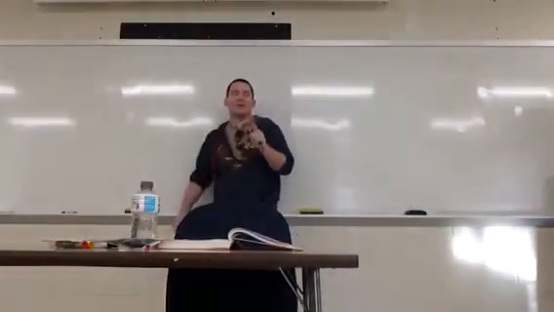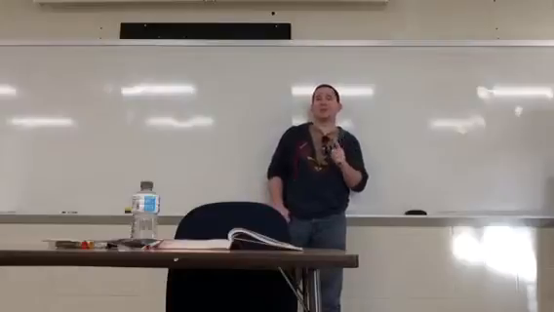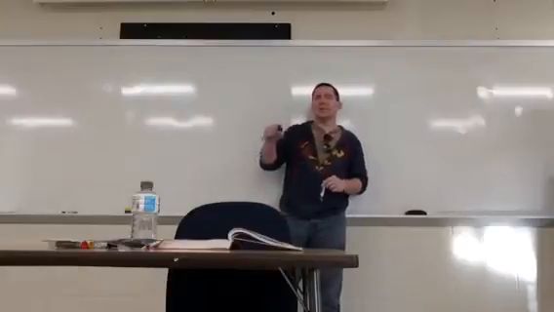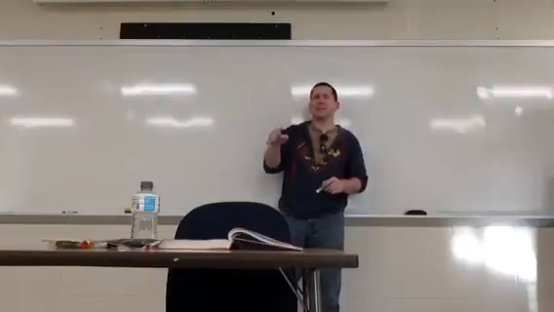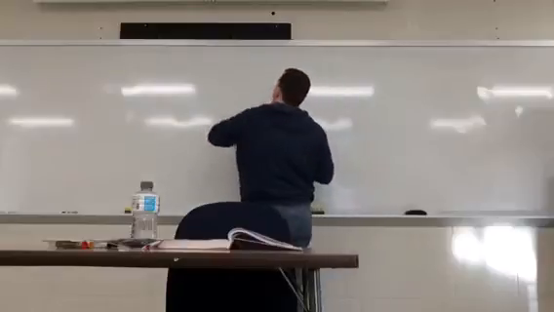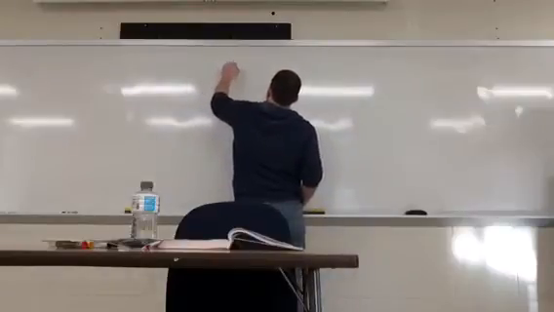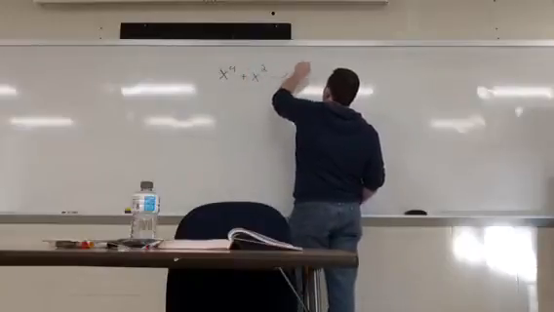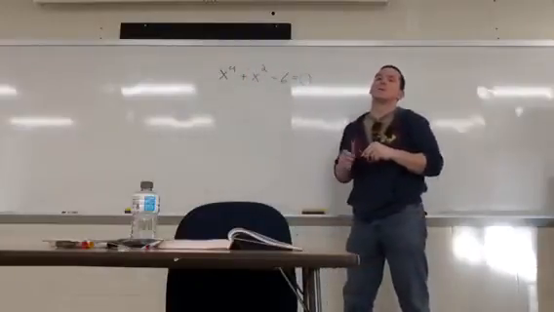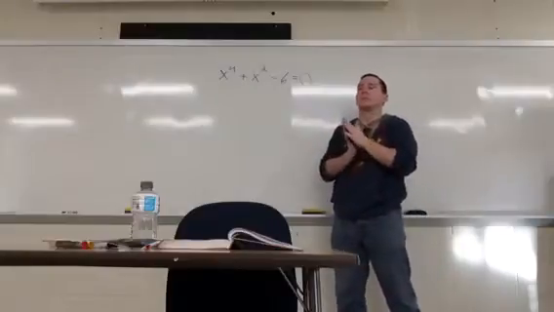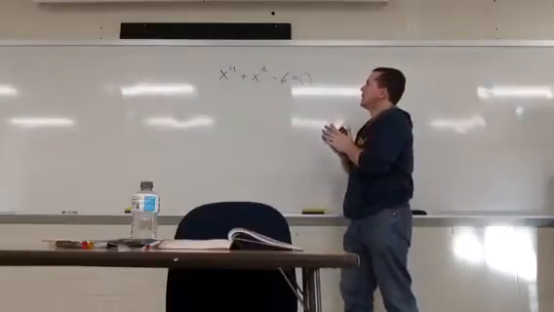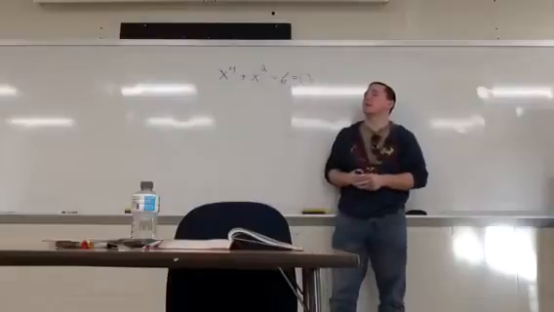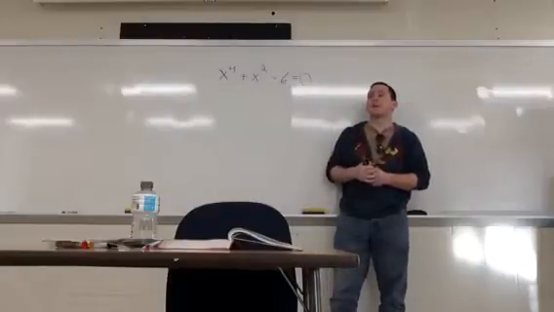Okay, there's one more type of equation we want to look at from this section in your book. And it's new, but it's really old because everything in math is the same but different. So suppose I have this: x to the fourth plus x squared minus 6 equals 0. What type of equation is that? How would I solve that?